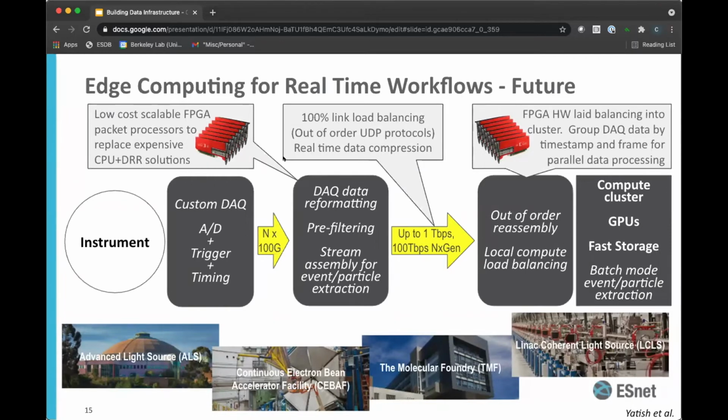No, what we're seeing is that the light sources seem to fit into this real-time edge computing set of requirements, and so we've been able to get traction in that area. But definitely, the idea is what we want to develop are these design patterns that can be adopted by other sciences as well.